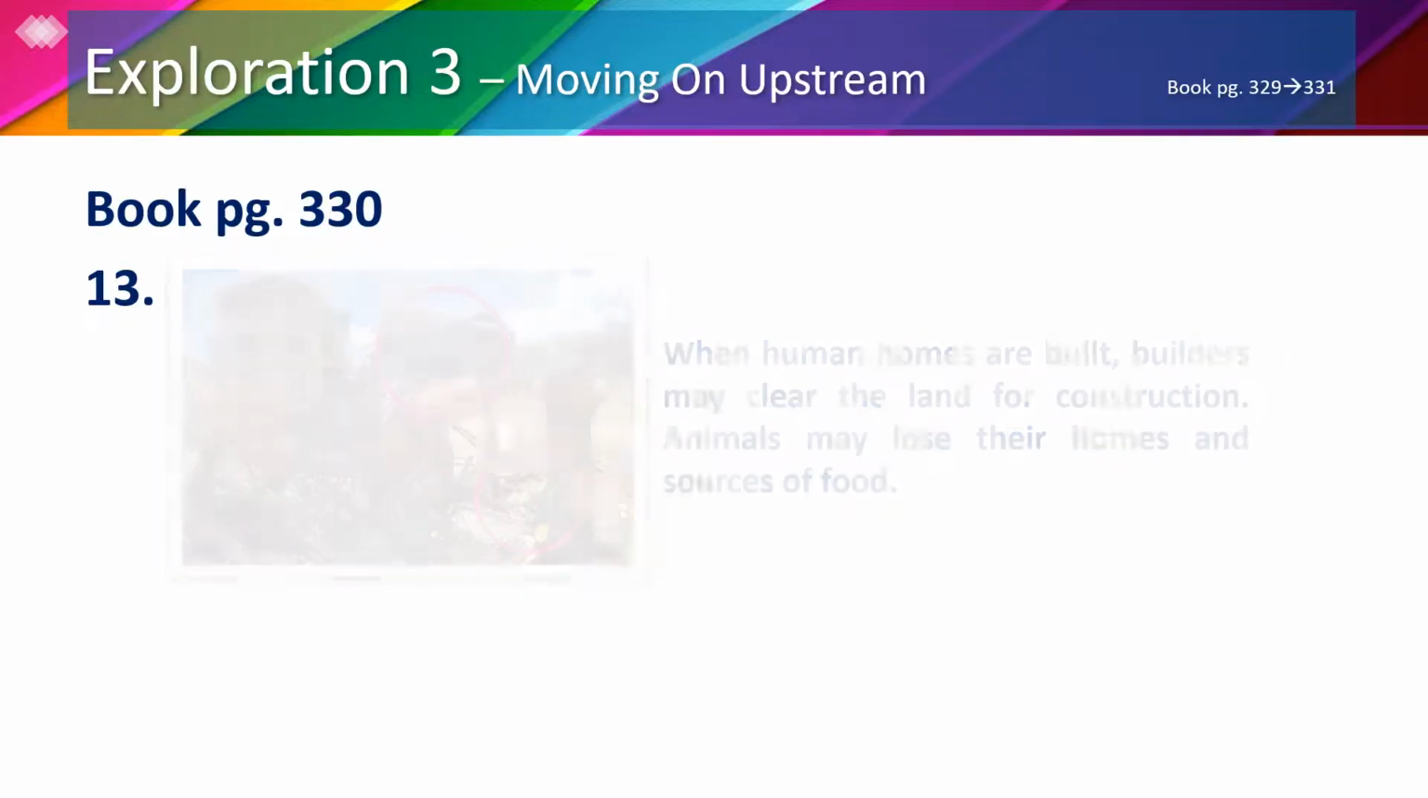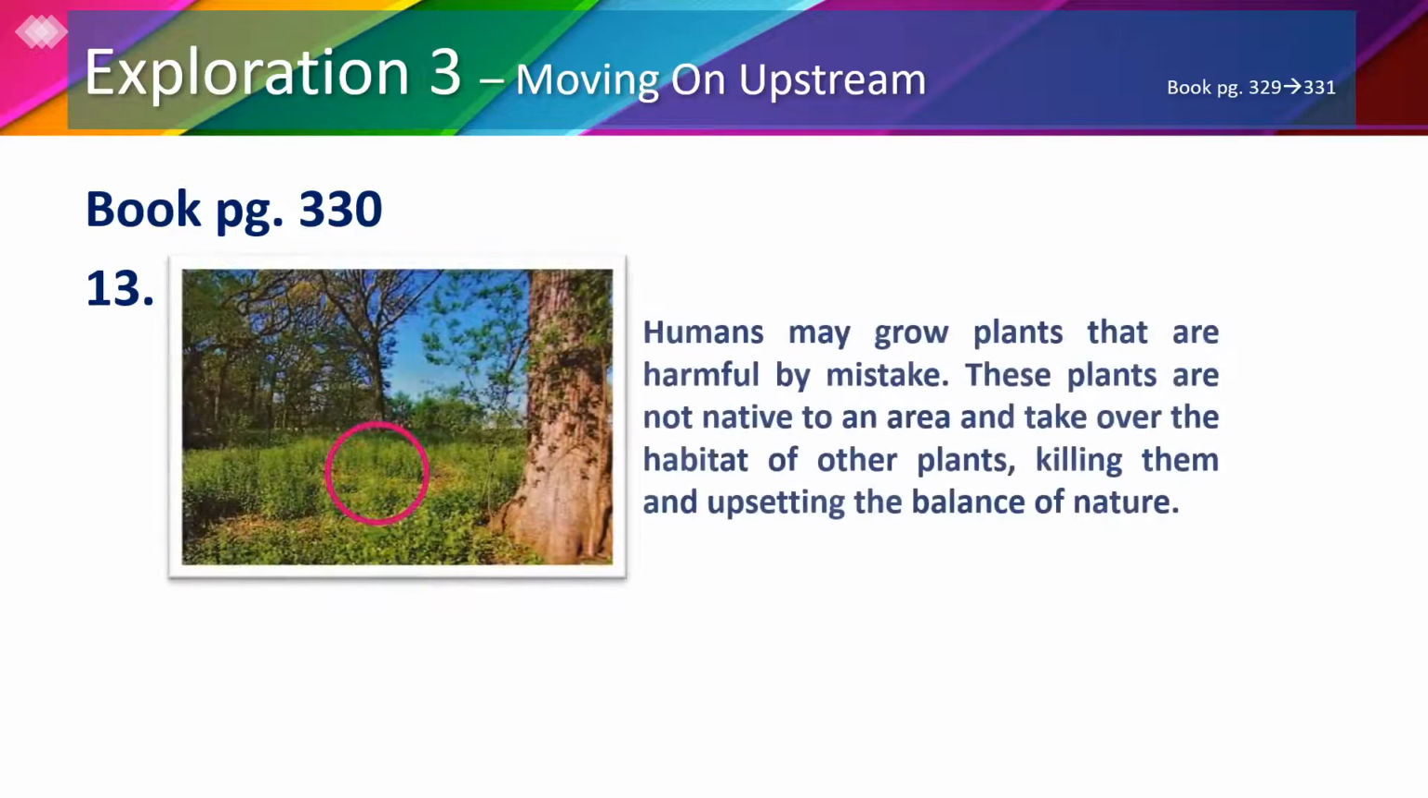Humans may grow plants that are harmful by mistake. These plants are not native to an area and take over the habitat of other plants, killing them and upsetting the balance of nature. So we can circle this area here where harmful plants might have been planted by mistake.